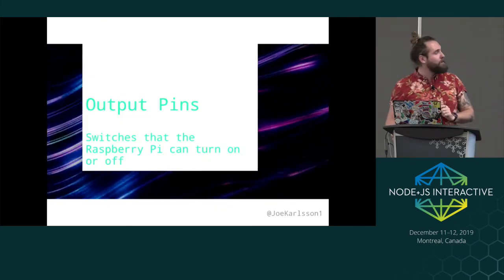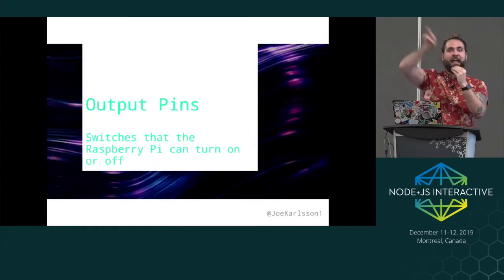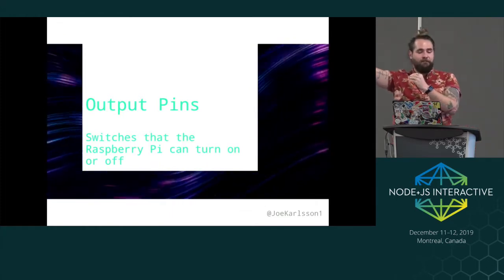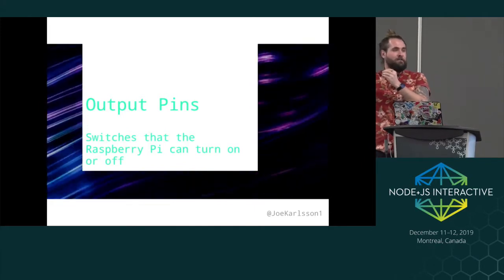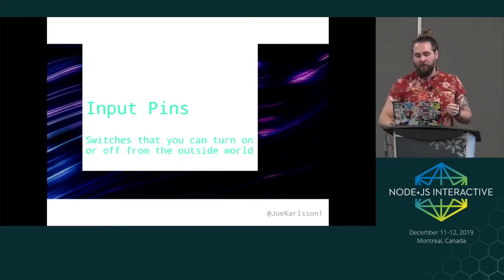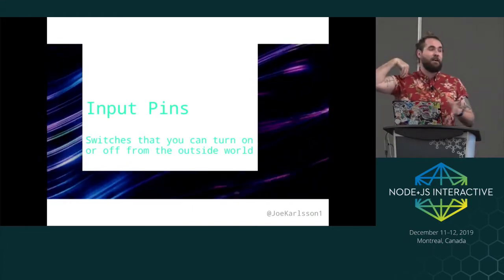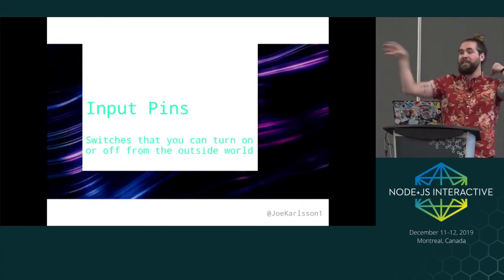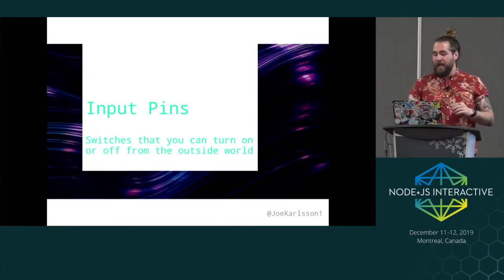The first is output. So these are things that your Pi can send out to the world to go do things, like turning a switch on and off or an LED on and off. The other one is input, so reading in sensor data from the outside world, for example, light sensors or weight data or whatever. You're just waiting for that data to come in and reading it in.